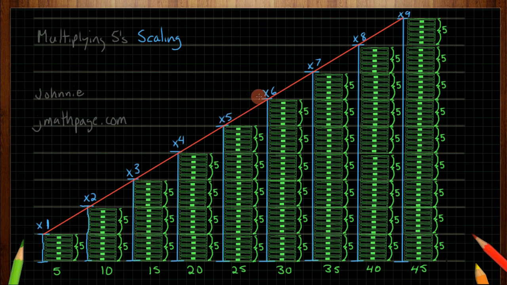So scaling is a useful idea in multiplication. I hope this has been helpful to you.